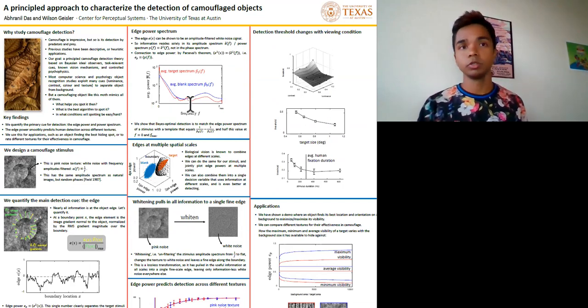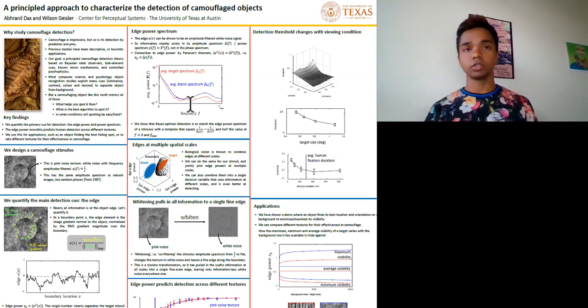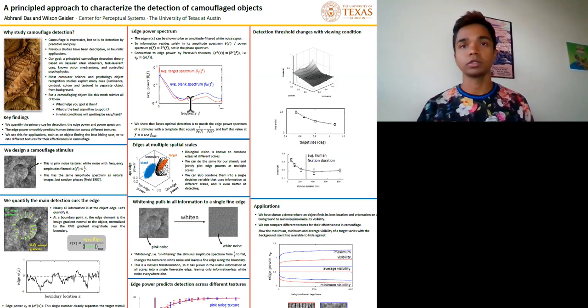By knowing these distributions of power, we can derive the optimal Bayesian way to detect the presence of a target. It turns out to be a matched template detector on the edge power spectrum. This means that given a stimulus, you take the dot product of its edge power spectrum with this template and set a criterion on it to decide if there is a target.